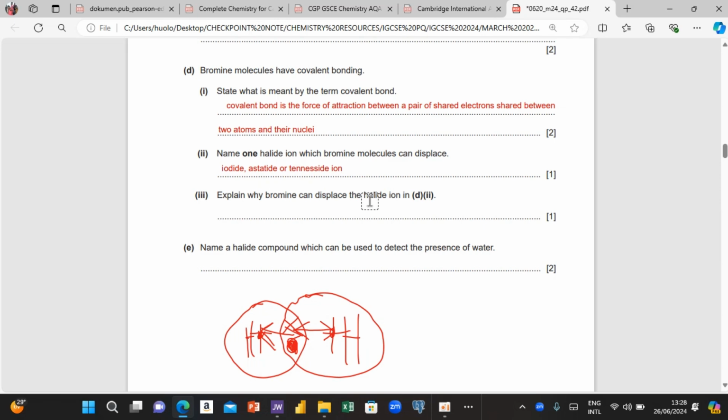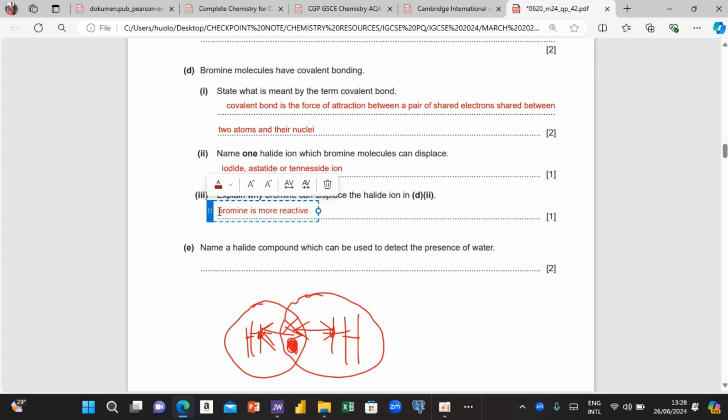Now explain why bromine can displace. We have mentioned that. Please always mention, you know you are comparing, so you want to tell us. Please use proper English. Don't tell us that bromine is more reactive. Yes, bromine is more reactive, but are you saying it's more? Let's say just write bromine is more reactive.